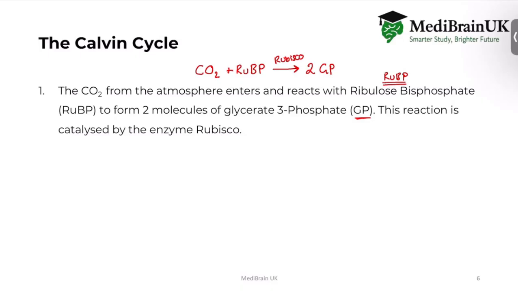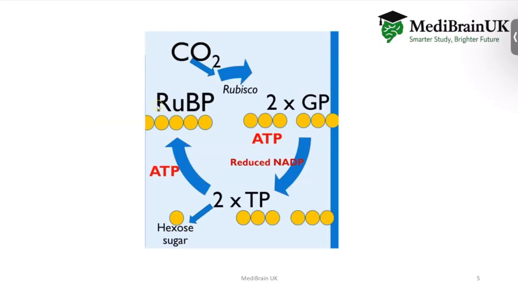Now, instead of learning a worded answer, if you just learn this, you can easily work out what a worded answer would be in an exam. You can say that CO2 reacts with RuBP, catalyzed by rubisco, to form two molecules of GP. You can literally work that out from this one equation that I've written down here, instead of learning that whole answer. Okay, so let's flick back to the previous slide.